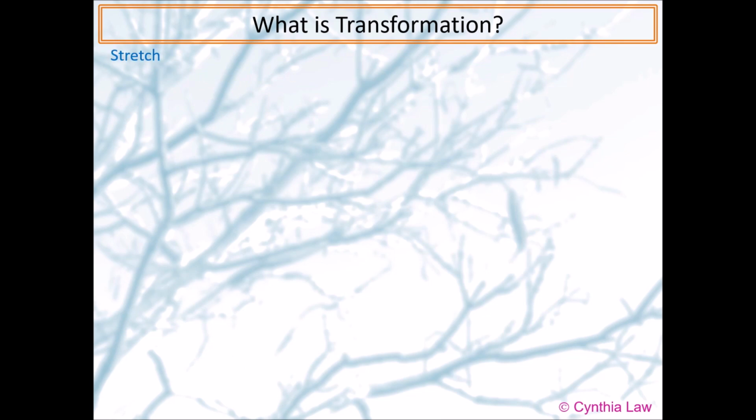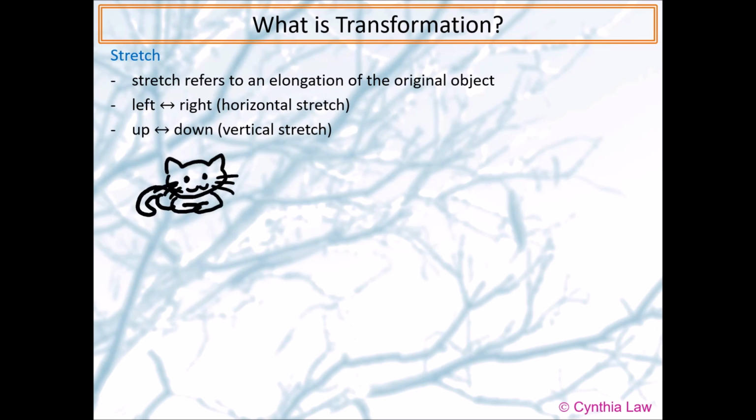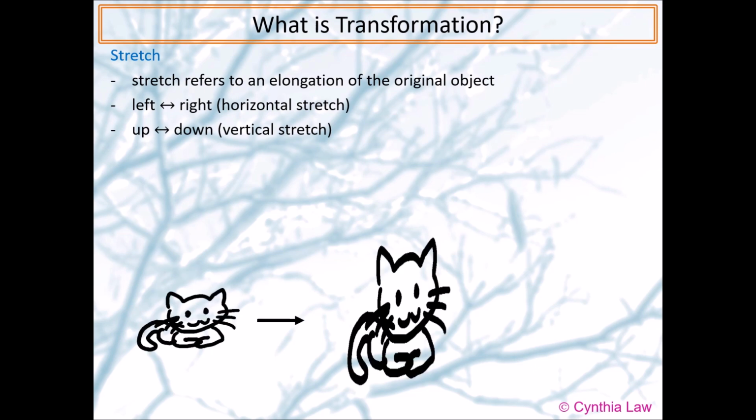Next, we're going to look at stretch. Stretch refers to an elongation of the original object. We can have left-right stretches, also called horizontal stretch. We can stretch something in the up-down direction, so that's called vertical stretch. So with my cat again, if we stretch it horizontally, then it looks longer. We can also stretch the cat vertically, like so. So these are called stretches.